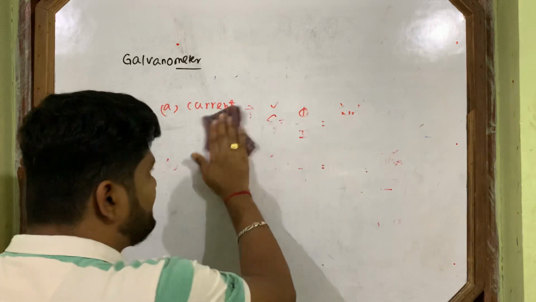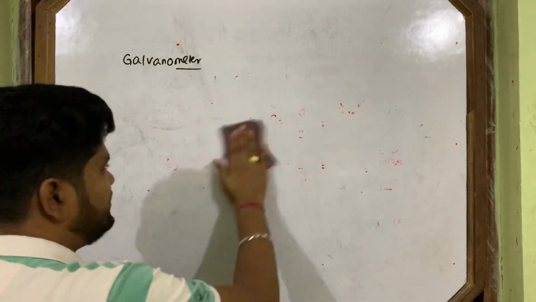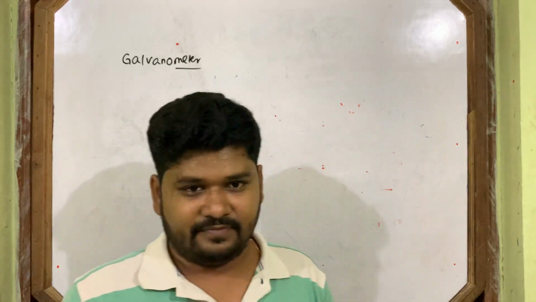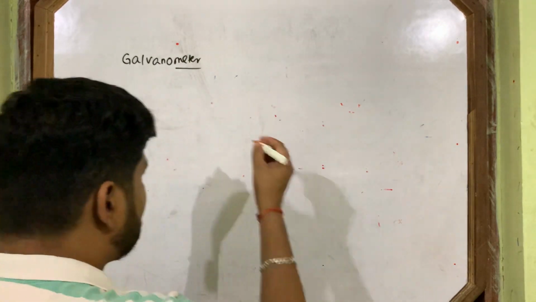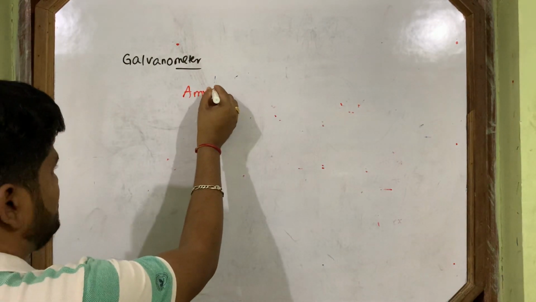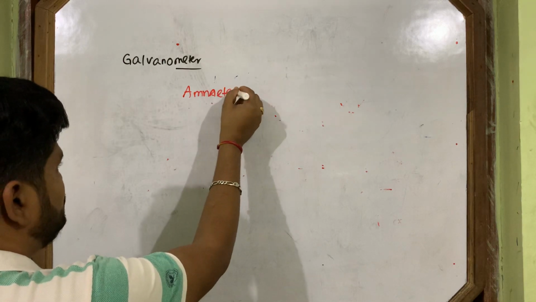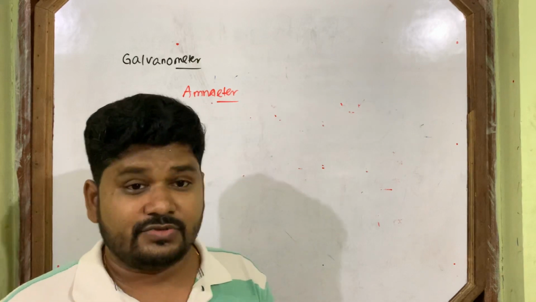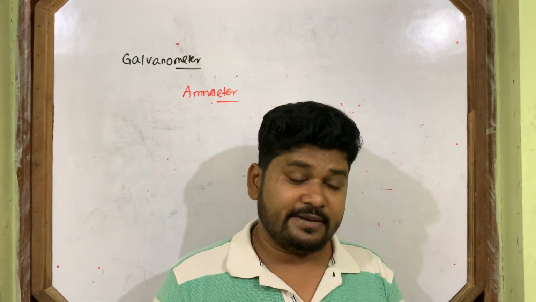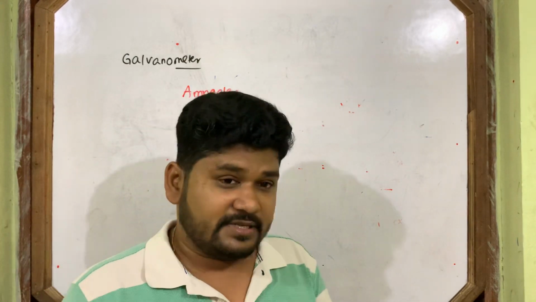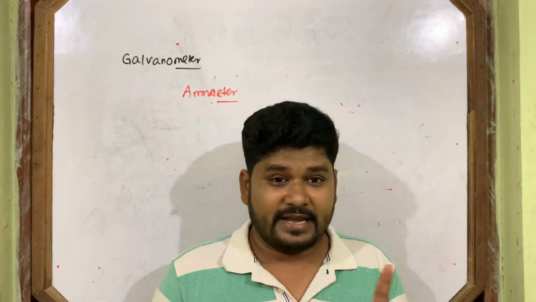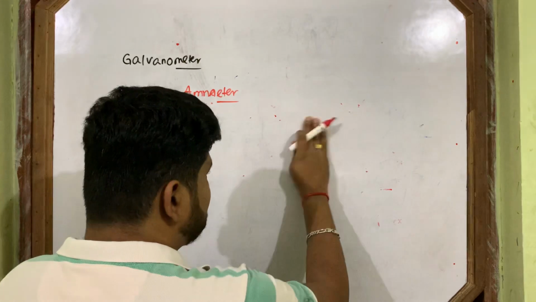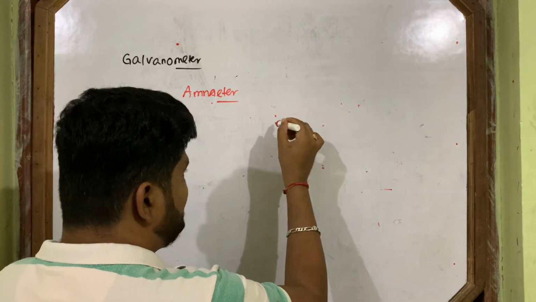Now we will come to how to convert a galvanometer into an ammeter and voltmeter. First, let's come to the ammeter. How will we convert one galvanometer to an ammeter? An ammeter is a device which is used to measure current. It can measure a large amount of current, but a galvanometer cannot. It can measure only very small current. So an ammeter is a device which can measure very large current.